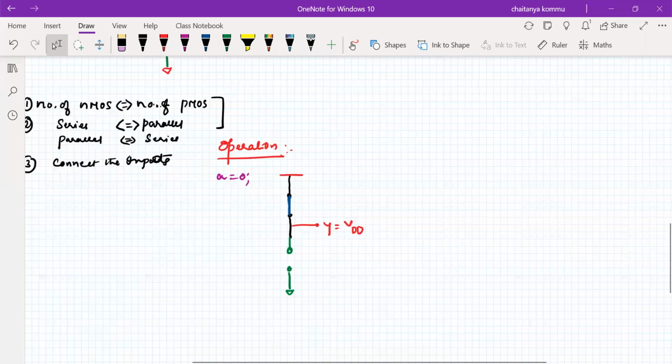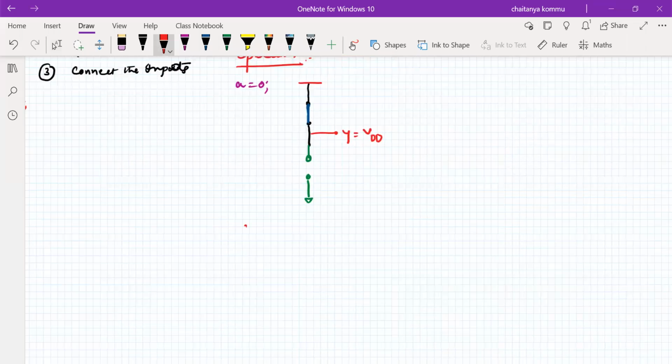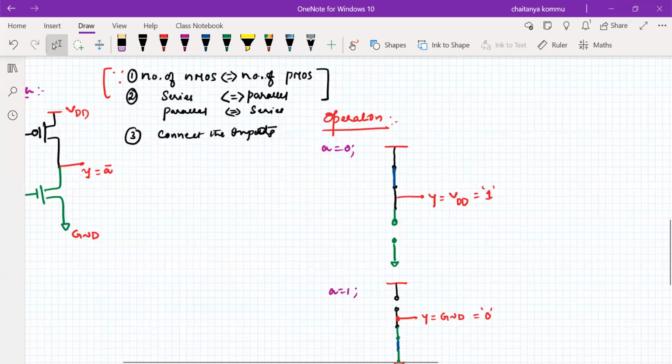Now similarly, if A is equal to 1, this PMOS transistor becomes off, but the NMOS transistor becomes on. I should take a common point. This is the common point, called Y. Y is connected to ground, exactly equal to the ground. Therefore, this is a logic 1 here, which means it is a logic 0 here. So 0 gives 1, and 1 gives 0. This is how we need to verify the output.